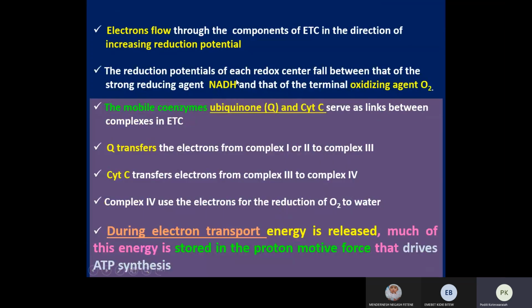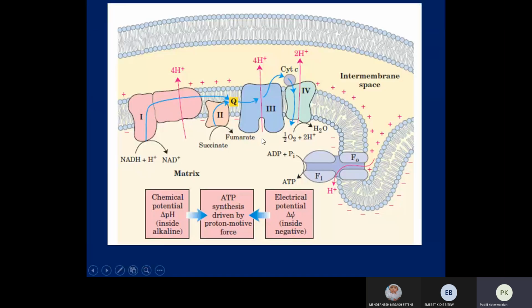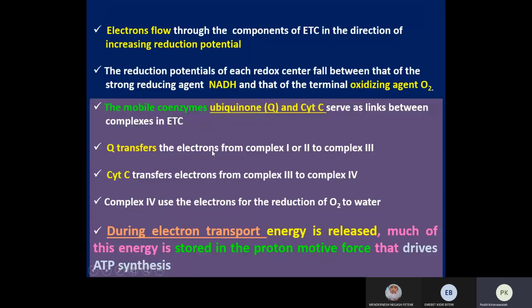And in addition to these complexes, there are some other coenzymes present. These are ubiquinone and cytochrome C. These are also known as the mobile electron carriers. You can see here, this is the ubiquinone and this is cytochrome C, and they are not part of the complexes. They can take the electrons from one complex and transfer them to the other complex. So these two are the mobile electron carriers in the electron transport chain.